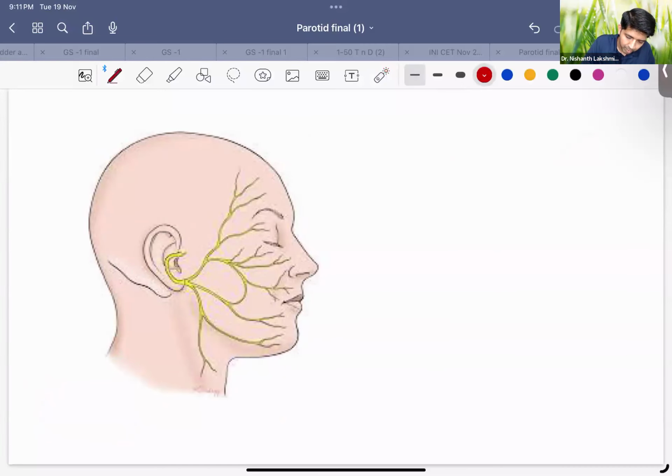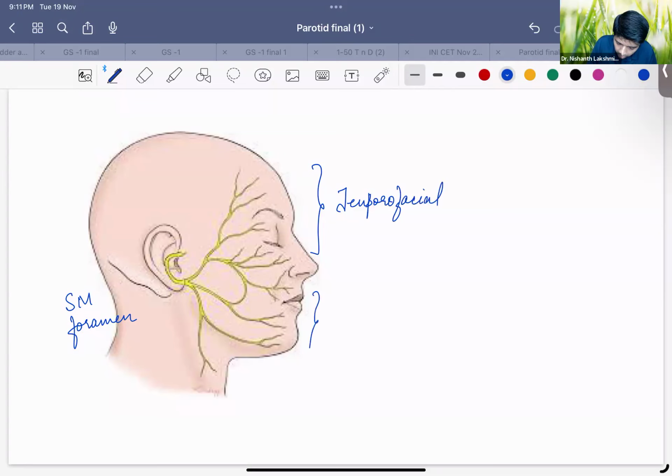So, like I said, a little bit about the facial nerve. The facial nerve comes out into the external part through the stylomastoid foramen. Then it divides into two branches. The upper one is called the temporofacial, and the lower two branches are called the cervicofacial.